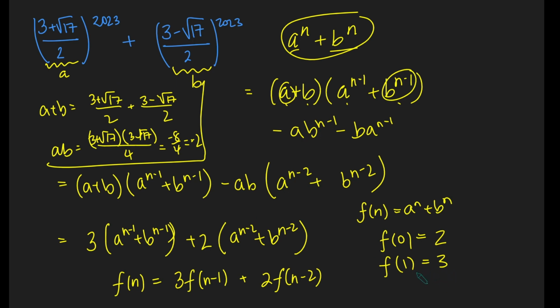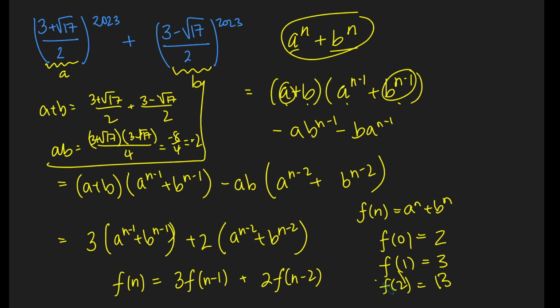Cool. And now, just to get any other term in the sequence, we can use this recurrence relation we've got here. So f of 2 is going to be 3 lots of f of 1, which will be 3 lots of 3, so 9, plus 2 lots of 2. So 9 plus 4 is 13, and we get f of 2 is 13.